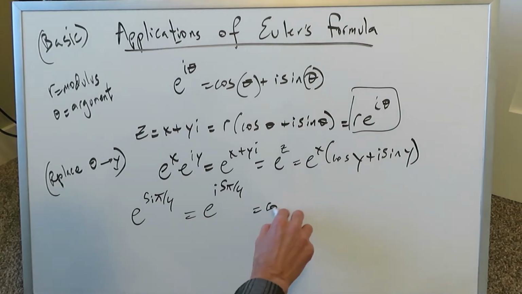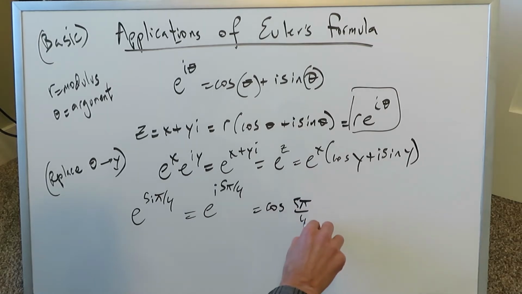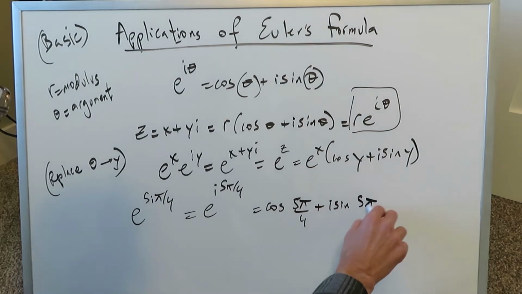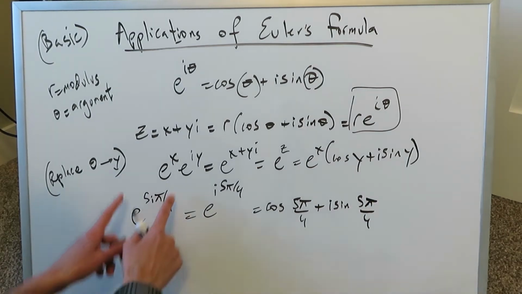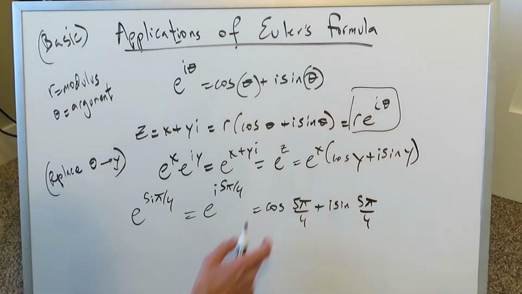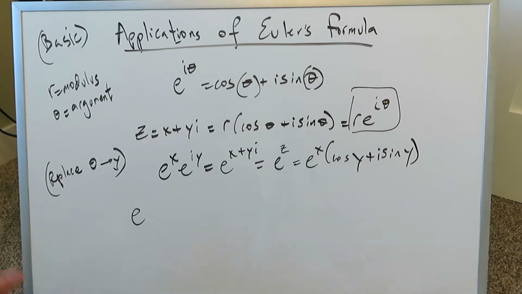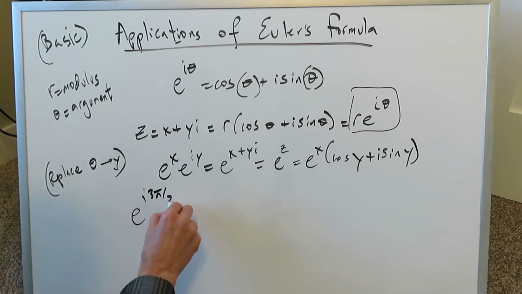You'll have here cosine 5π/4, right? And then you'll have plus i sine 5π/4. See, we have something which looks like this, and now we're breaking it down into that form. And you'll have minus 1 over root 2, and then minus i over root 2. And this right here would be your answer of this expression right here, and that right there is your answer you would present.